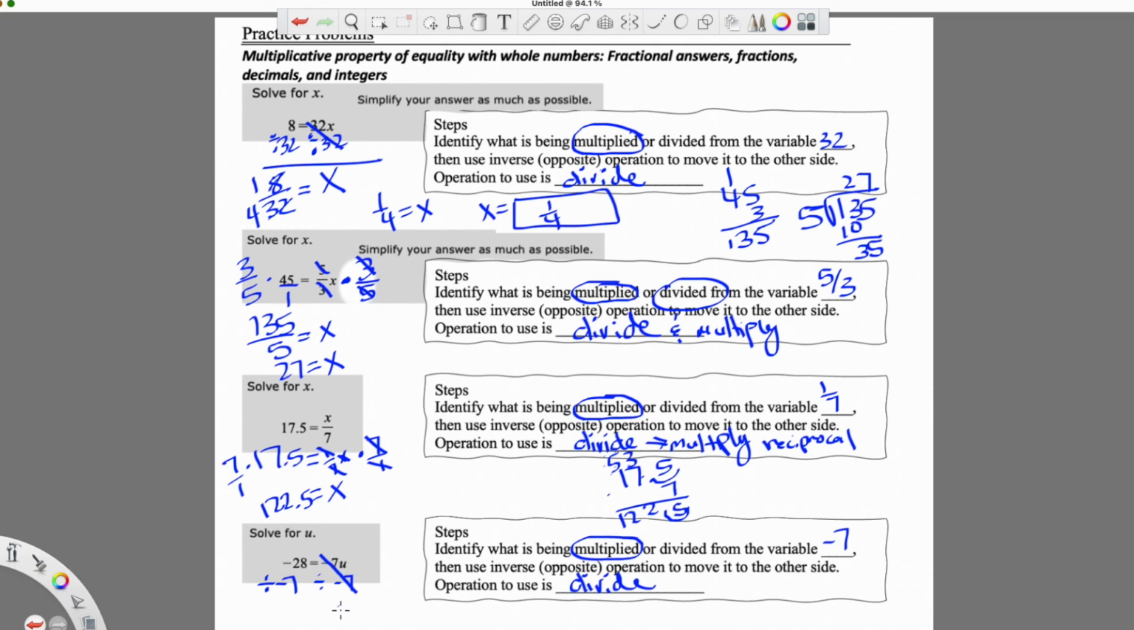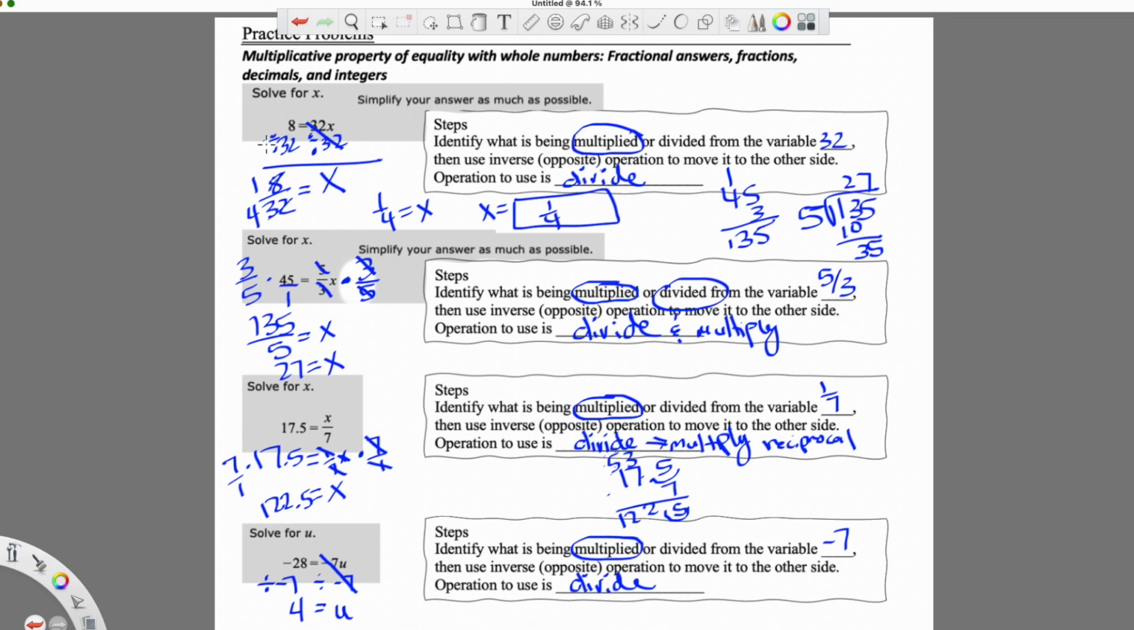So I'm not subtracting 7, I'm taking the negative with the 7 because I don't want to leave it behind, because -7 divided by -7 cancels out, so it's just u left behind. If I didn't bring the negative with it, it would be negative u. The negative would have been left. So now I have -28 divided by -7. 2 negatives are going to make a positive, and 28 divided by 7 is 4.